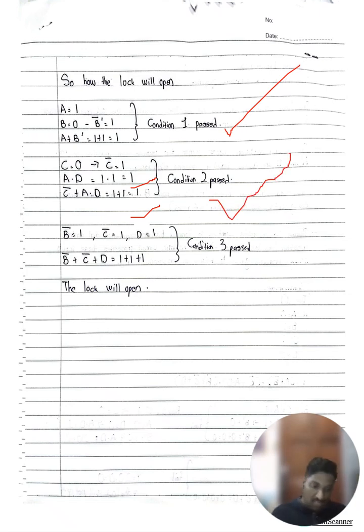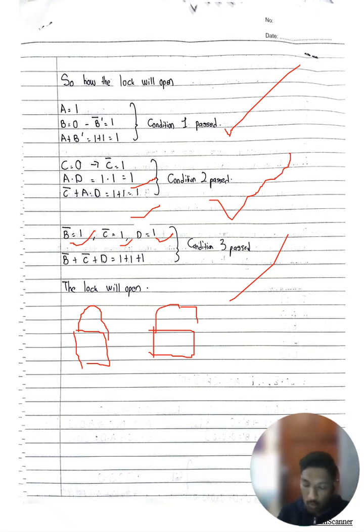And last but not least, B bar is active, C bar also active, D also active. So B bar, C bar, D, 1 times 1 times 1, the condition 3 also passes. Pass, pass, pass. So the lock will open from like this to this. Okay. So the lock will open.